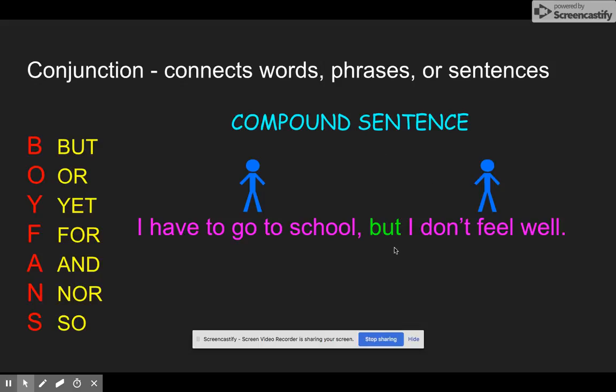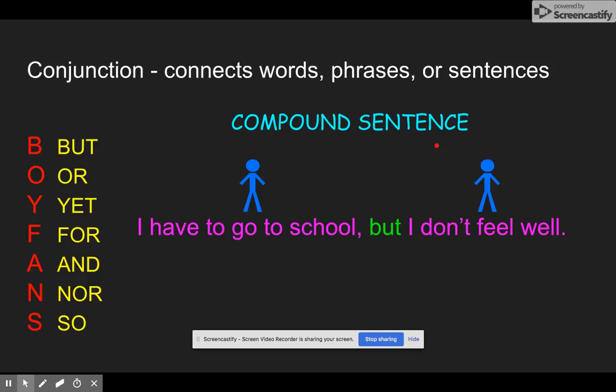And if we look at this, we've talked about what a conjunction is. A conjunction connects words, phrases, or sentences. And our most common conjunctions that we're used to talking a lot about are what we call the BOYFANS conjunctions: but, or, yet, for, and, nor, and so. When we use these BOYFANS, we create what we call compound sentences.